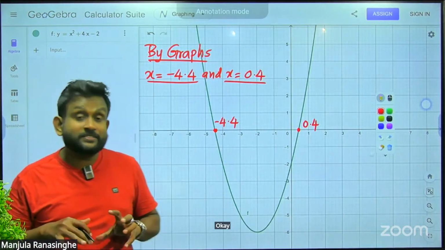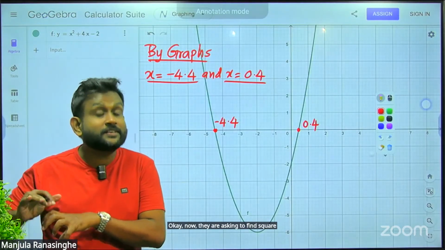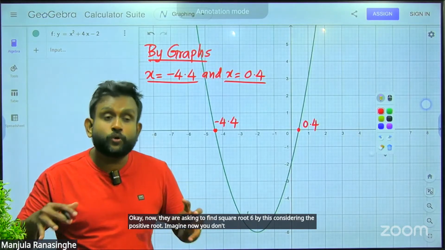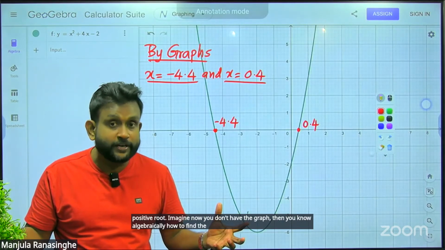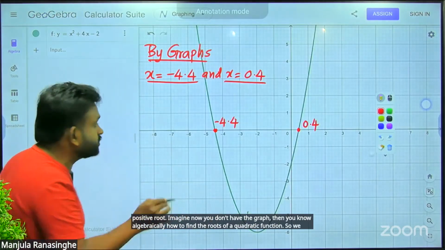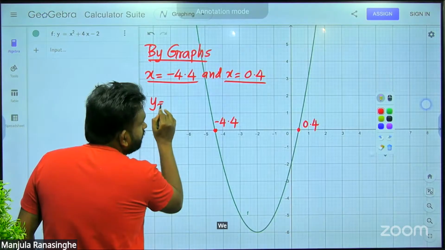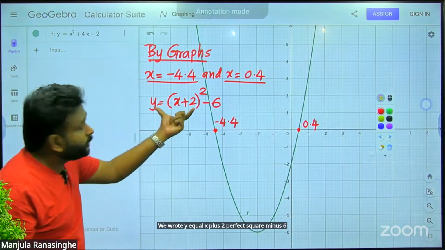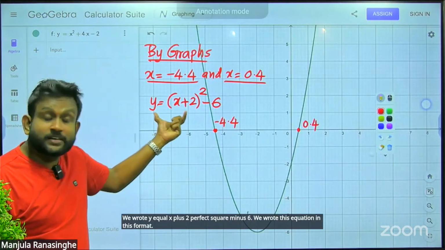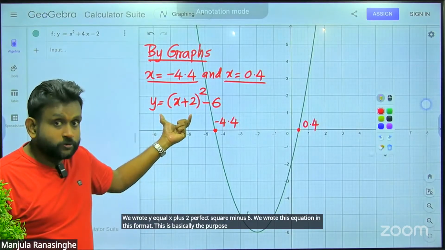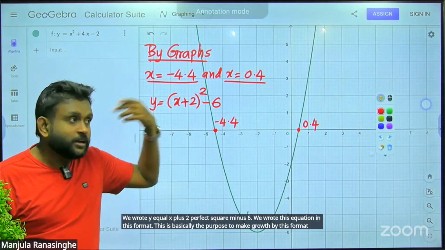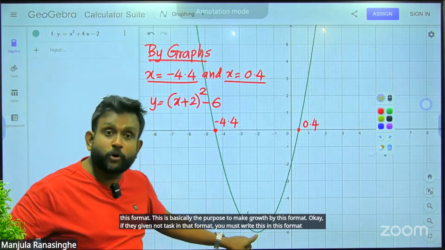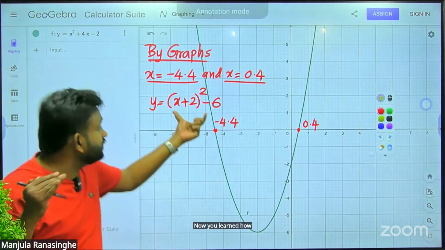Now they are asking to find square root 6 by considering the positive root. Imagine now you don't have the graph, then you know algebraically how to find the roots of a quadratic function. We wrote the equation in this format: y equals x plus 2 perfect square minus 6. This is basically the purpose of making the equation in this format. If they don't give the task in that format, you must write it in this format, using the minimum point.